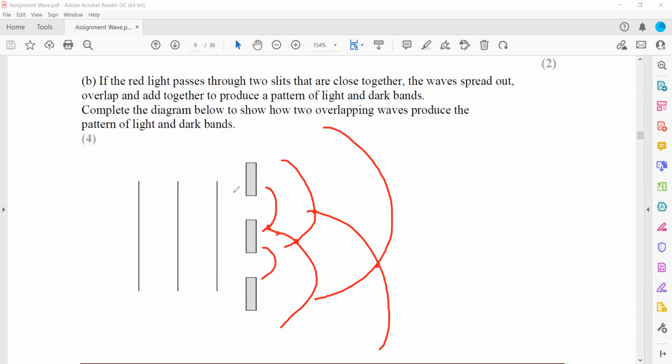And the dotted line, if I draw the dotted line representing, because if these are representing the crest, so this is a crest, wavefronts represent identical points, so crest, crest and crest.